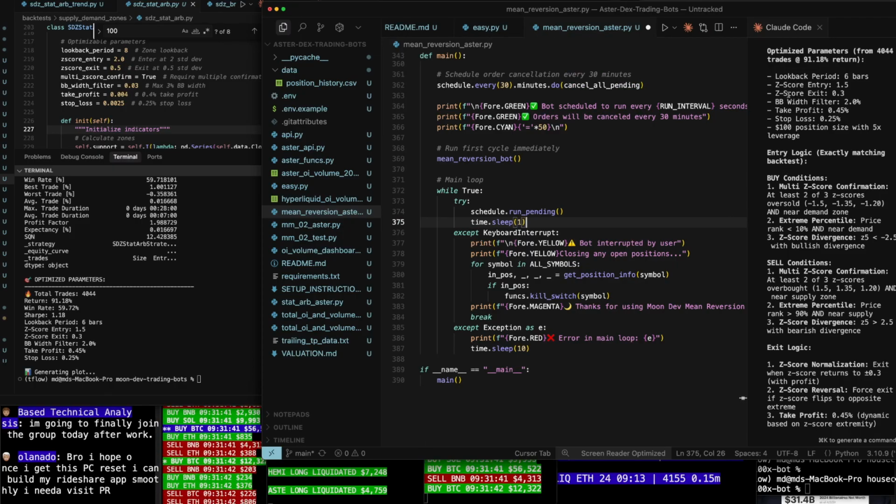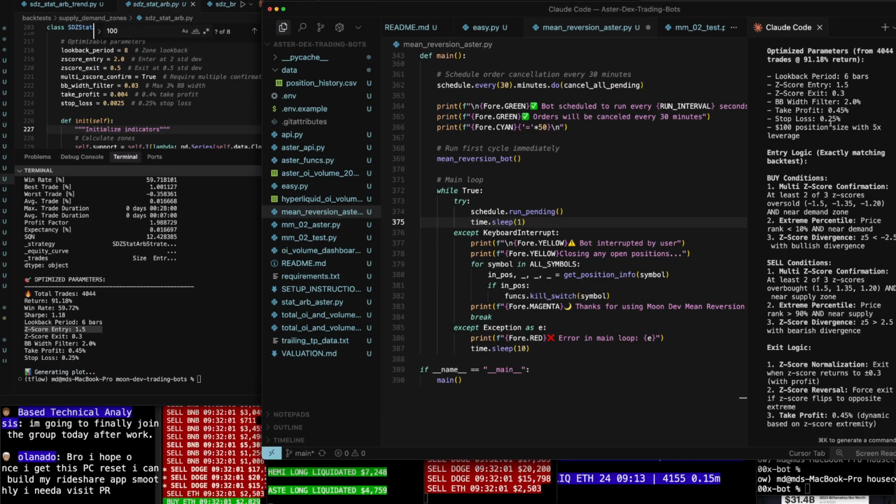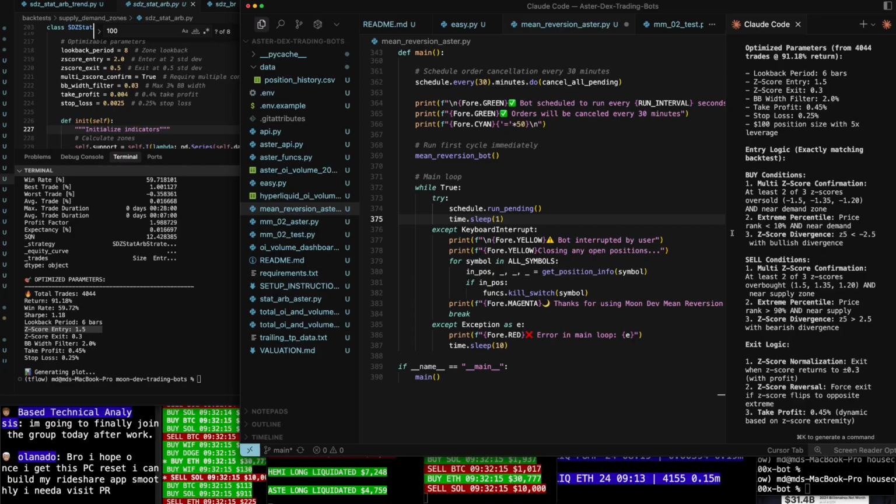Okay, Z-score entry is 1.5. Yes, that shows there on our optimization. Z-score exit is 0.3, okay. BB width filter is 2%, okay. Take profit 0.45, stop loss 0.25, okay. Position size is $100. It's 932, by the way.